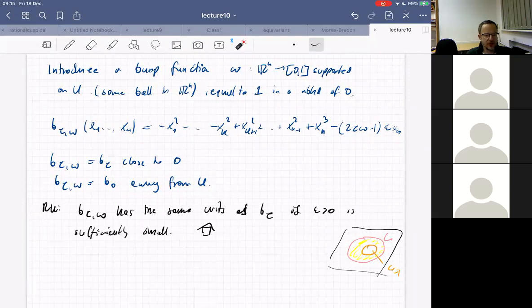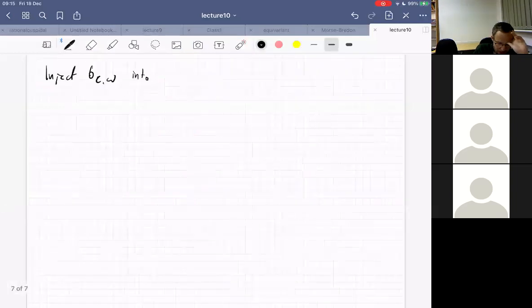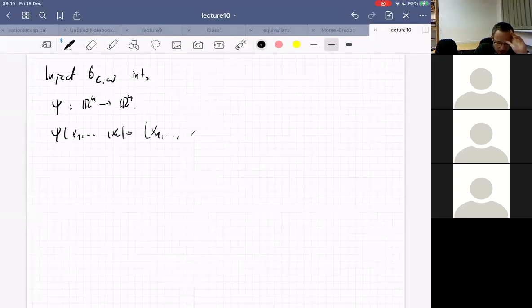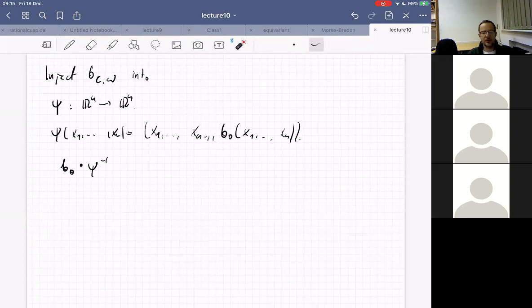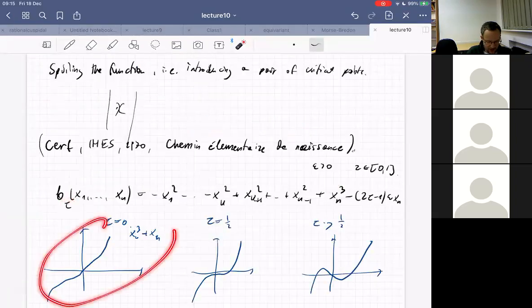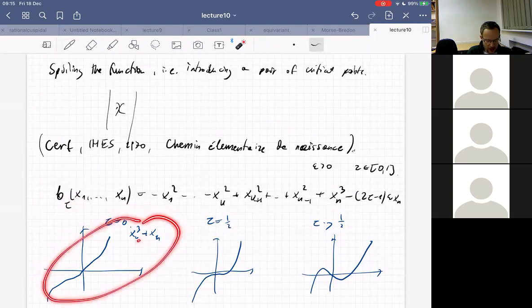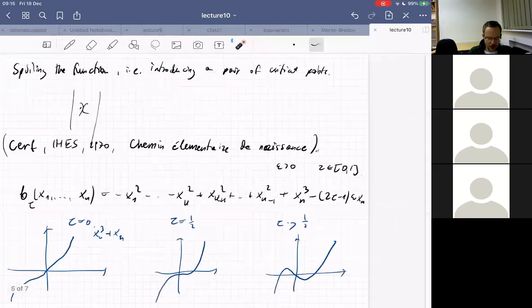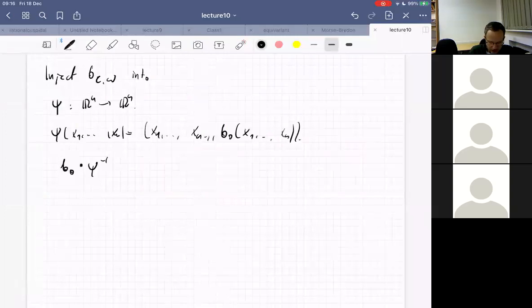So what I do is I want to use first the implicit function theorem. I first define a diffeomorphism psi from Rn to Rn, given by psi of x1 to xn equal to x1 to xn minus 1, b0 of x1 to xn. So now, what is B0 composed with psi inverse? This is a diffeomorphism. You can check this by the theorem of local diffeomorphism, because B0, by definition, has non-vanishing derivative with respect to xn. The derivative in xn of B0 behaves like xn cubed plus xn, so the derivative is non-zero. So this is a local diffeomorphism. Actually, it's a global diffeomorphism if you look at it carefully.